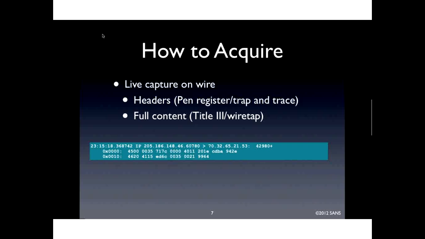But when capturing data on the wire, there are two primary modes of operation, I would call it. One is to collect headers only, and one is to collect full content. Now, if there's any folks in the room that are law enforcement or have a law enforcement background, the header capture is analogous to a pen register or a trap and trace device. That's the sample that you see in the little blue box down below.